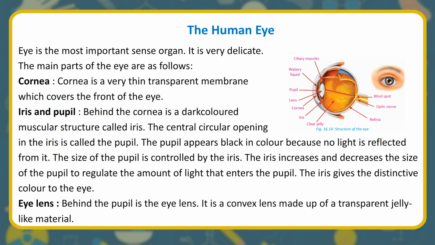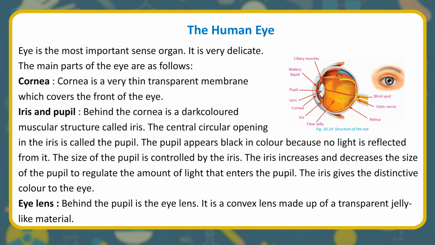The human eye. Eye is the most important sense organ. It is very delicate. The main parts of the eye are as follows. Cornea. Cornea is a very thin transparent membrane which covers the front of the eye. Iris and pupil. Behind the cornea is a dark-colored muscular structure called iris. The central circular opening in the iris is called the pupil.